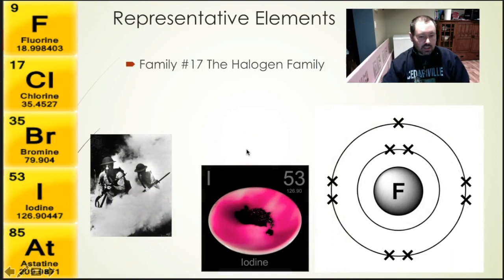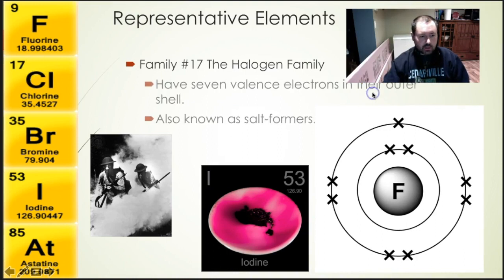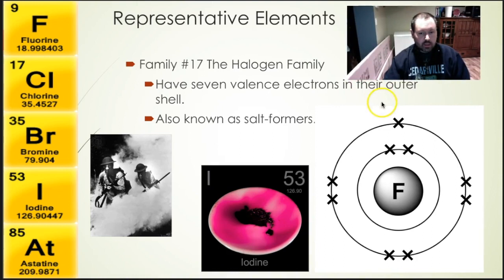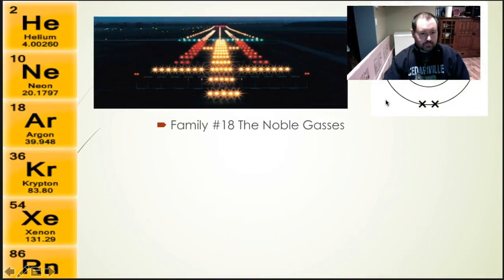Family number 17, these are called the salt formers, the halogen family. They form different kinds of salts like sodium chloride, lithium chloride. There's all sorts of different chlorides, so they form salts. They have 7 valence electrons in their outer shell. They're known as salt formers.